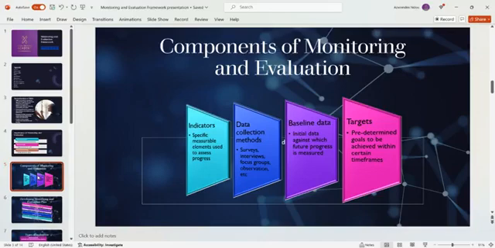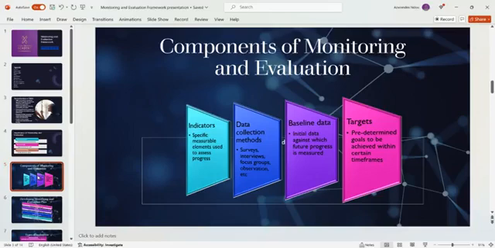The four components that we look at are indicators, data collection methods, baseline data, and targets. So the indicators, here we're talking about the measurable elements that are used to assess progress. In other words, the indicators are those elements that indicate whether this goal has been achieved or not.